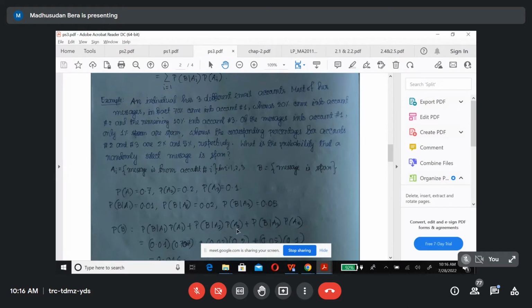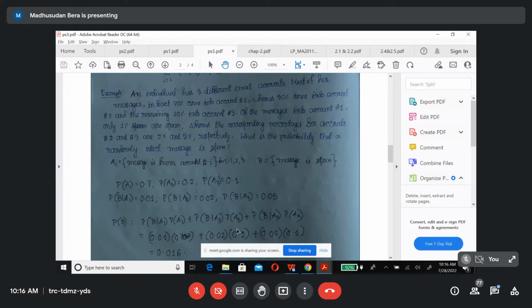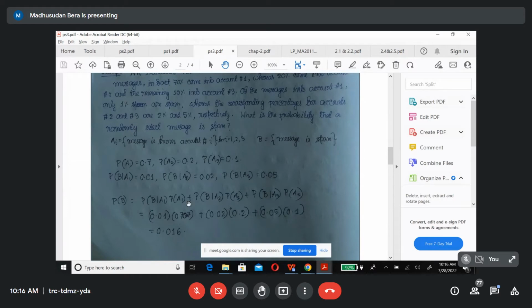Okay. Now a message is spam. What is the probability? P of B. By the total law of probability, P of B given A1 into P of A1, plus P of B given A2 into P of A2, plus P of B given A3 into P of A3. Then you have to multiply. So 0.01 into 0.7, plus 0.02 into 0.2, plus 0.05 into 0.1. That way it is calculated. So this is one question related to the application of the total law of probability. Is this okay?